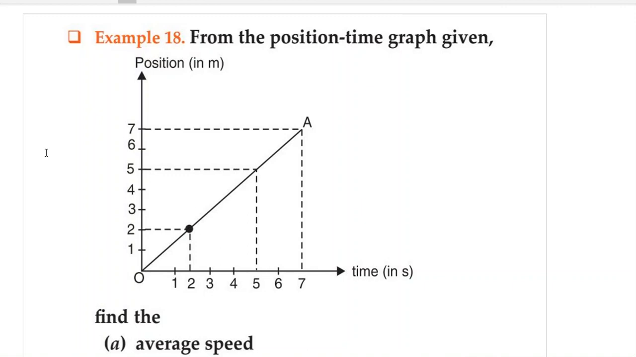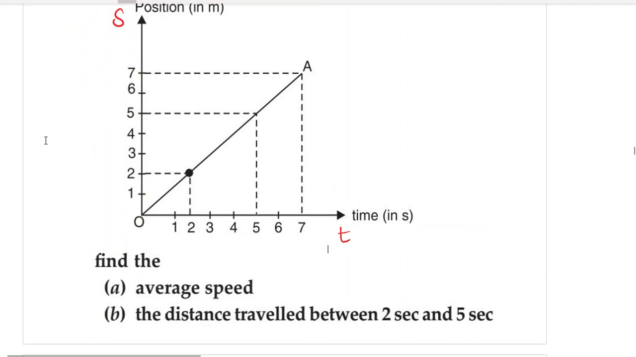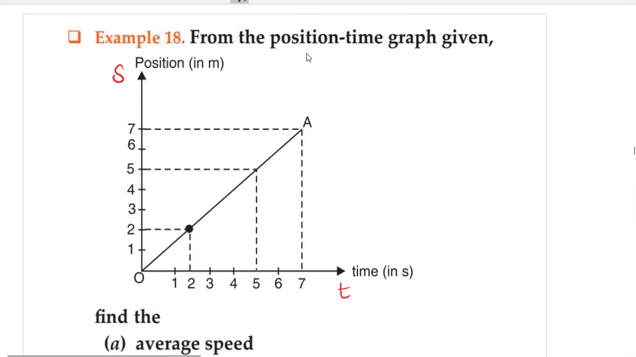Position, that is distance. You can say distance time graph. This is distance time, okay, ST graph or distance time graph. Find the average speed and the distance traveled between 2 and 5 seconds. Average speed. Let's find the average speed first. What is average speed?